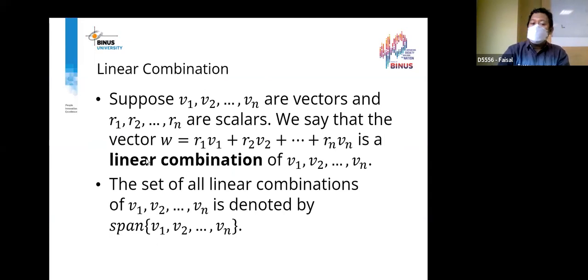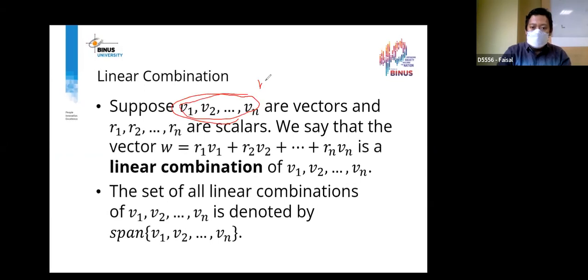Okay, first definition, first terms about a basis. A basis can generate all vectors in a vector space. In linear algebra, generate translates to linear combinations. So suppose we have a set of vectors from V1 to Vn. This is a set of vectors. So we have n vectors here.